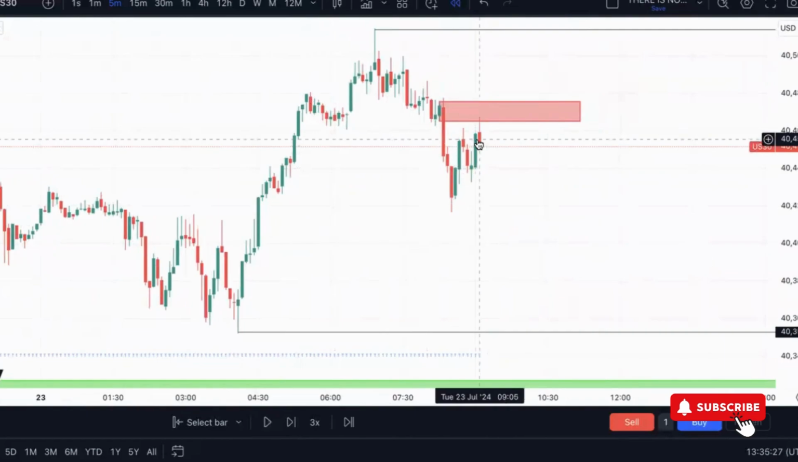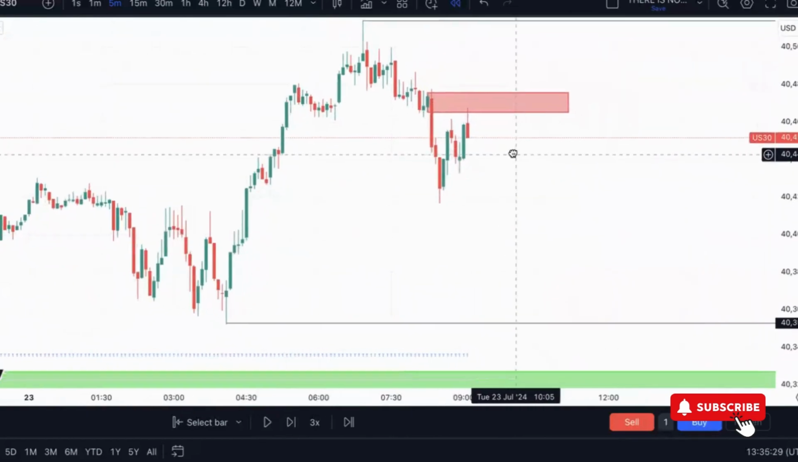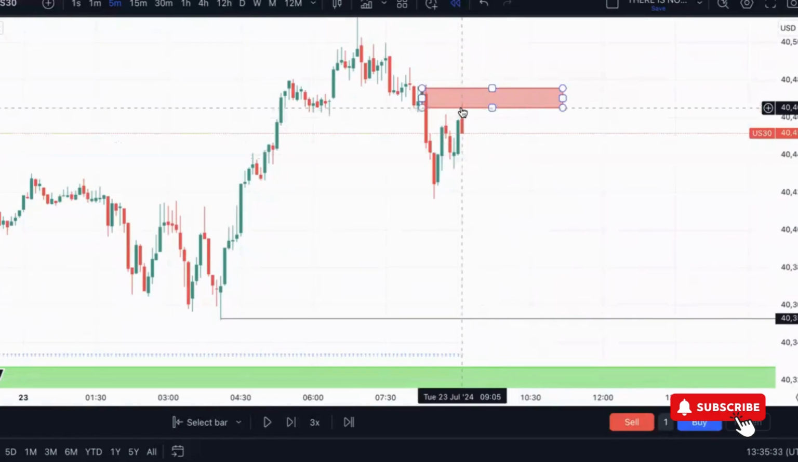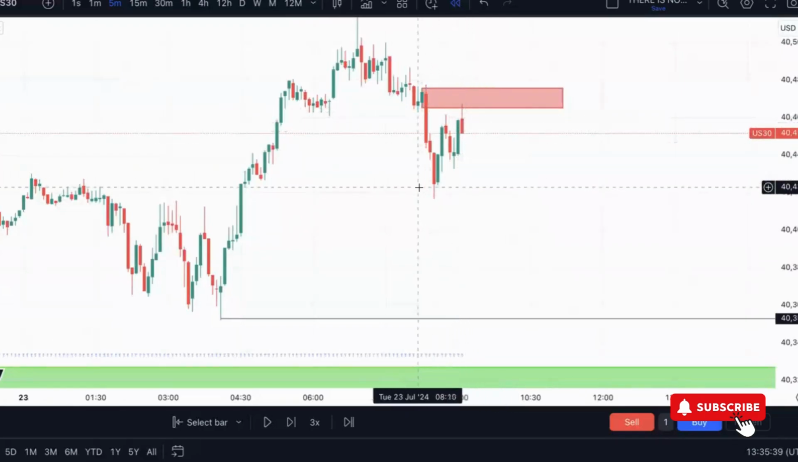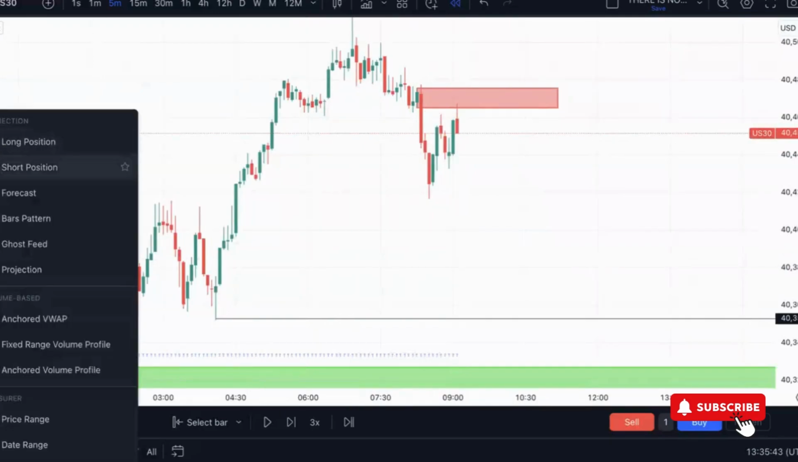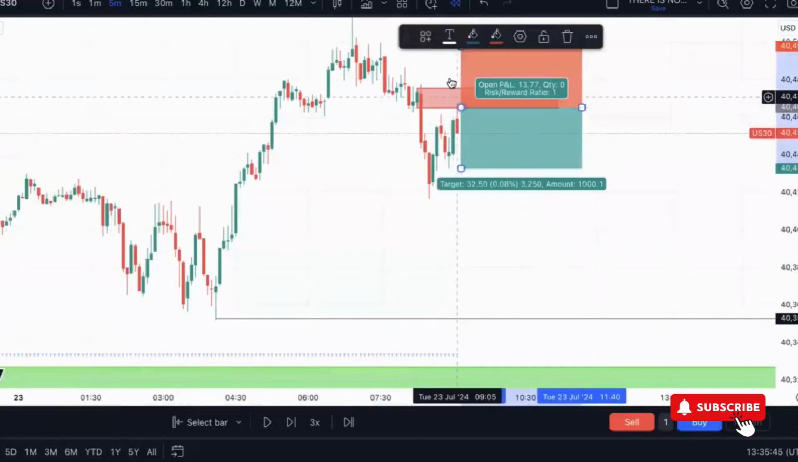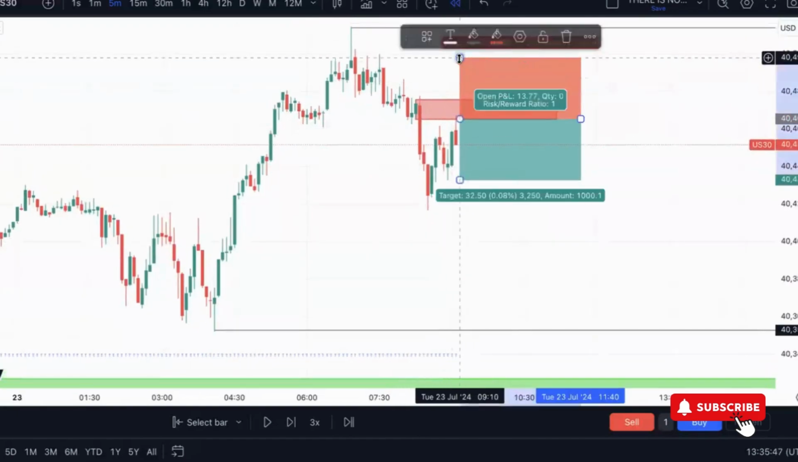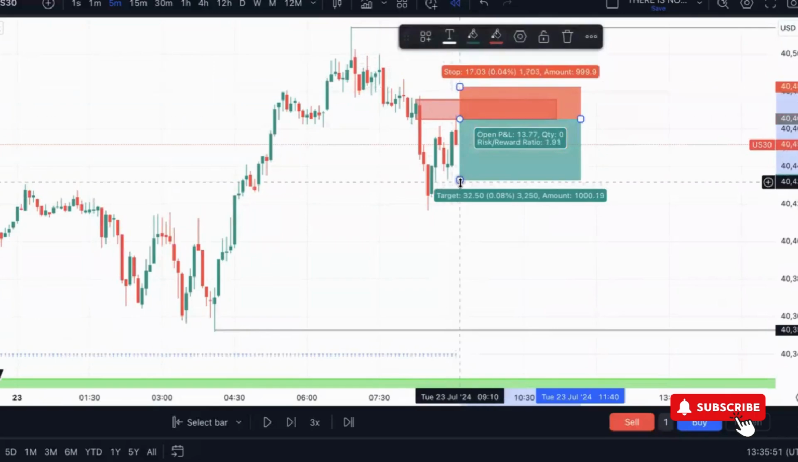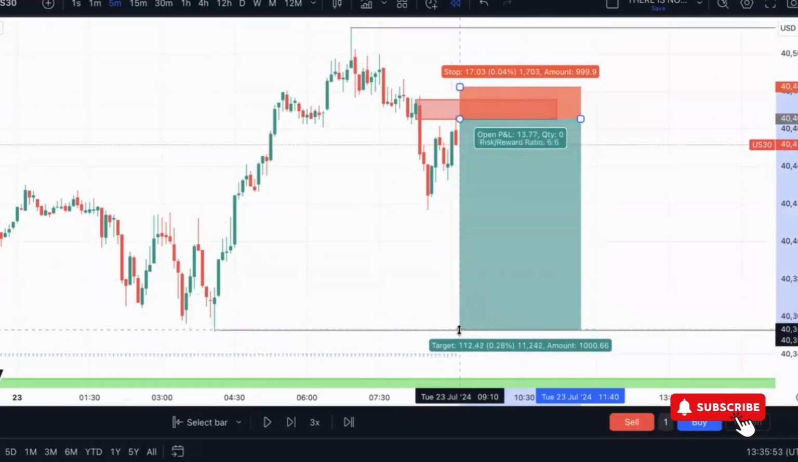What time is it now? 9:05. So this was before 9:30 where I did get in this trade. I think it was 9:05. This is where price came into this zone and I did go ahead and take the trade. This was my TP. Stop loss being above this order block. I gave a little bit of room. Don't be too tight with your stop losses. And this was the TP right here.